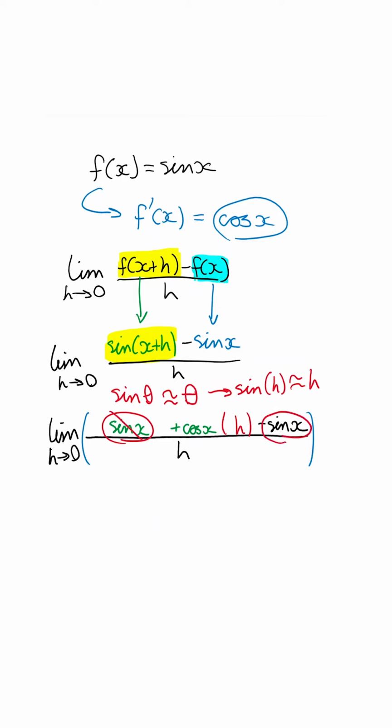Simplifying this equation, the sine x's cancel out, and then also the h's cancel out. What we're left with is the answer, which is cos of x, and that's it. We've differentiated it from first principles.